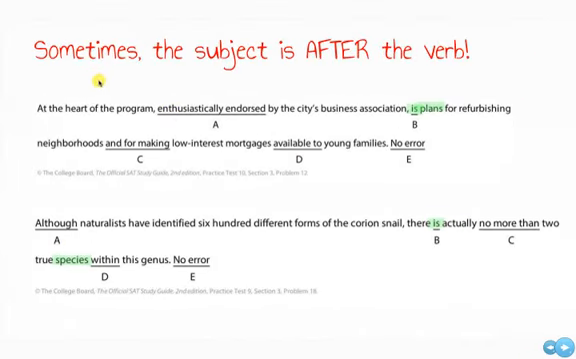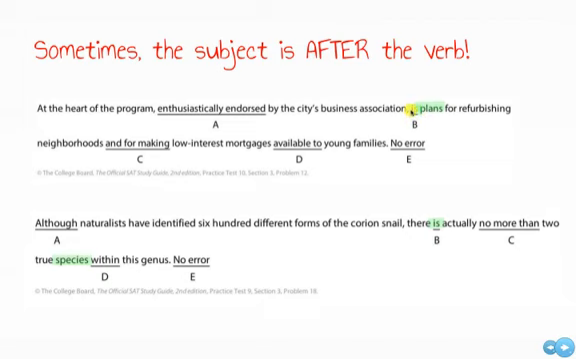And finally, the last way that the SAT tries to trick you is that sometimes the subject is after the verb. Normally, you would have the subject before the verb, right? Like, here's the subject, here is the verb, and then the object is right over here. The subject is before the verb. But sometimes the subject is after the verb. Let's read the sentence. "At the heart of the program, enthusiastically endorsed by the city's business association, is plans for refurbishing neighborhoods and for making low-interest mortgages available to young families."